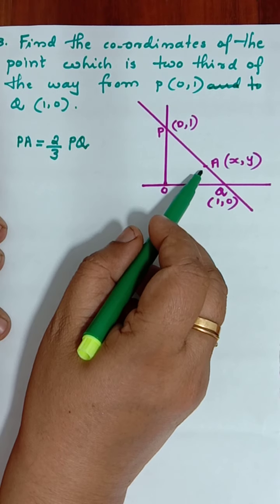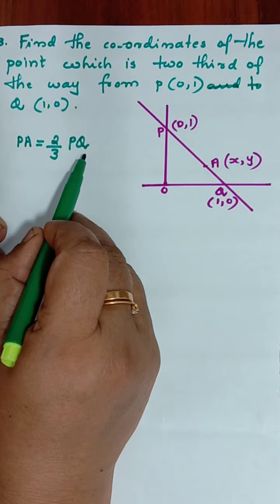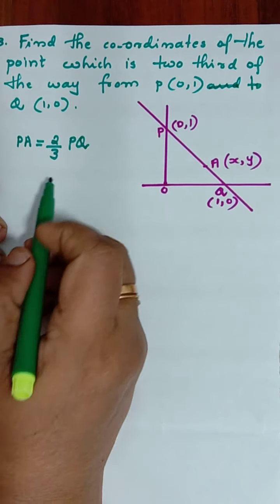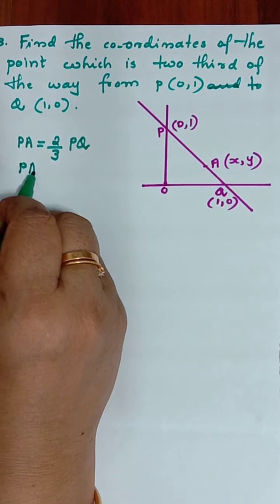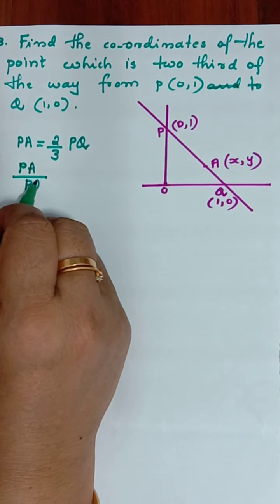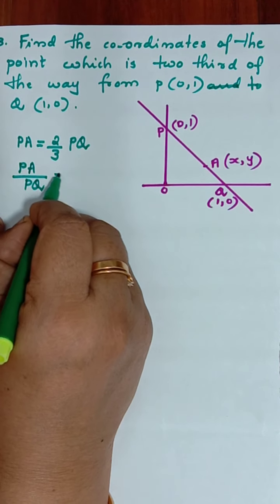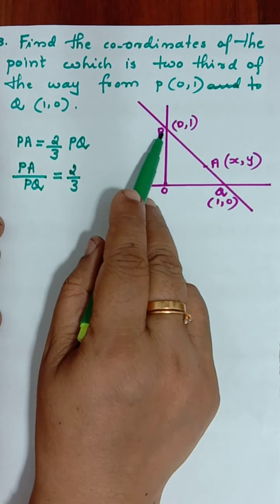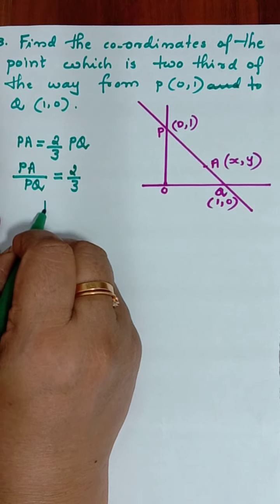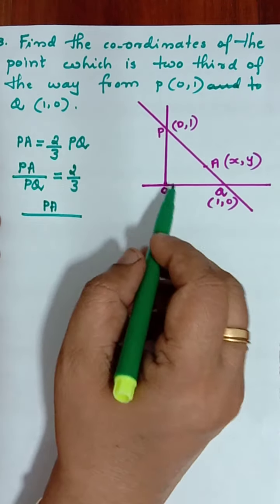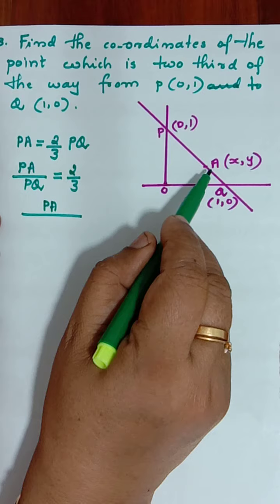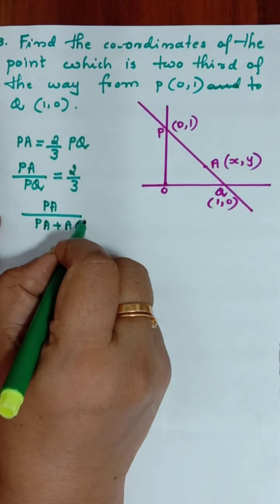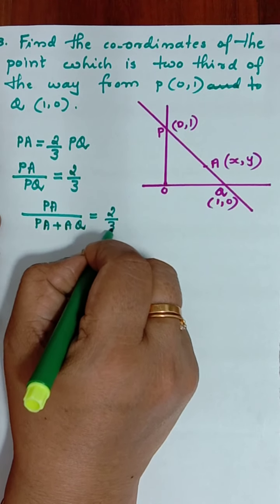So PA will be equal to 2/3 of PQ. PQ is 2 parts out of the 3. Yes. Then we can rewrite it as PA by PQ, that is equal to 2/3. What is meant by PQ? It has 2 parts, PA and AQ. That is PA by (PA plus AQ) is equal to 2/3.